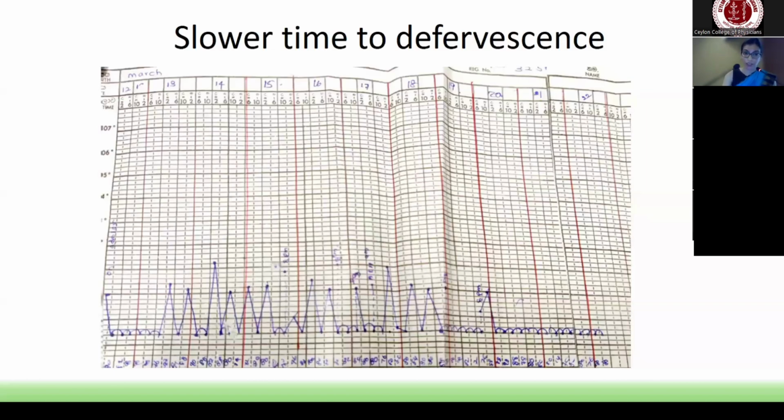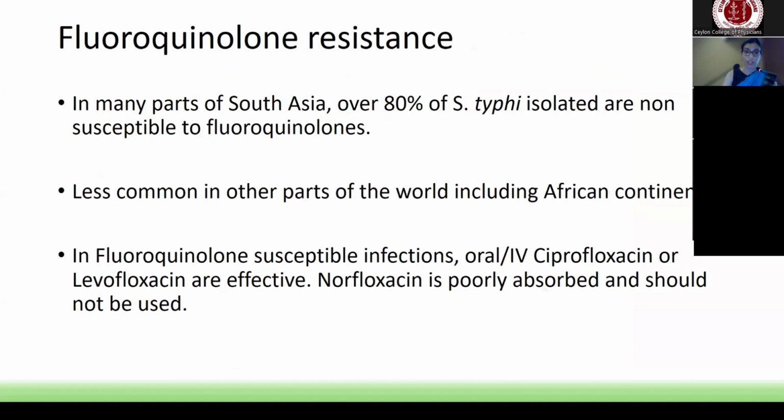Regarding antibiotic resistance, fluoroquinolone resistance occurs in many parts of South Asia. Over 80% of Salmonella Typhi isolated are now not susceptible to fluoroquinolones. Less common in other parts of the world, including the African continent. In fluoroquinolone-susceptible infections, oral or IV ciprofloxacin or levofloxacin are effective. Norfloxacin is poorly absorbed and should not be used.